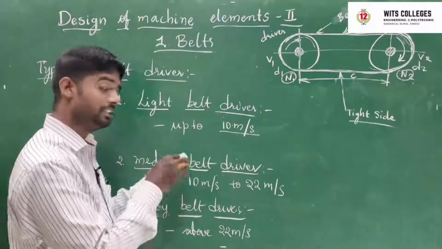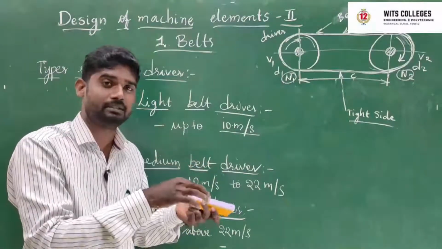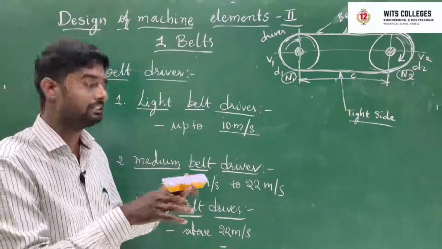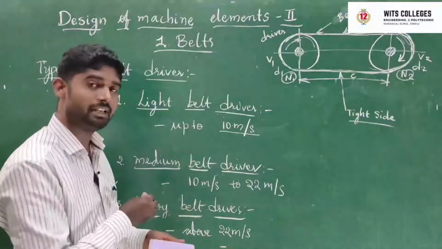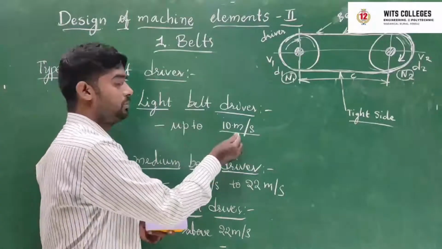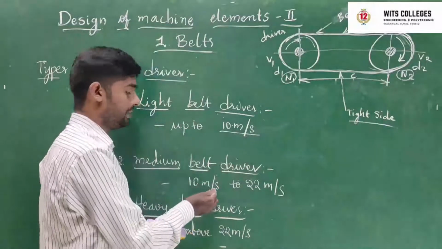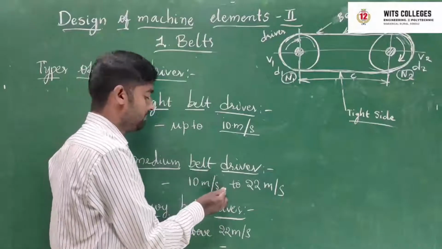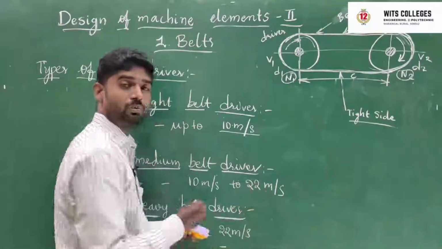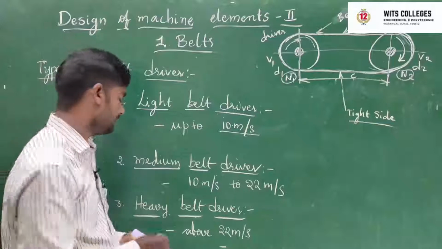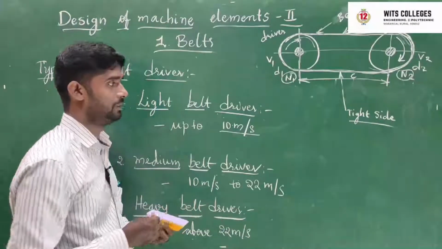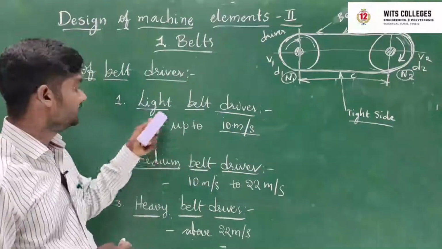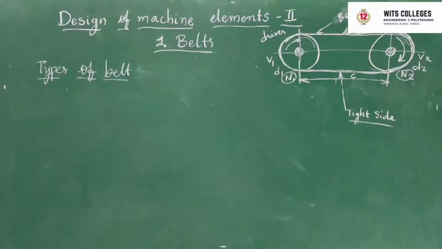We are dividing depending upon speed. There are three: light belt drive, medium belt drive, and heavy belt drive. The first one is up to 10 meters per second, the second one, medium belt drive, is 10 to 22 meters per second, and heavy belt drive is above 22 meters per second. These are the types of belt drives.